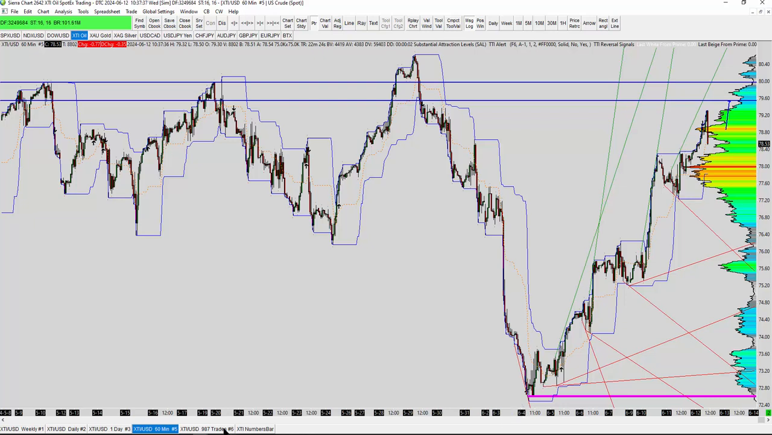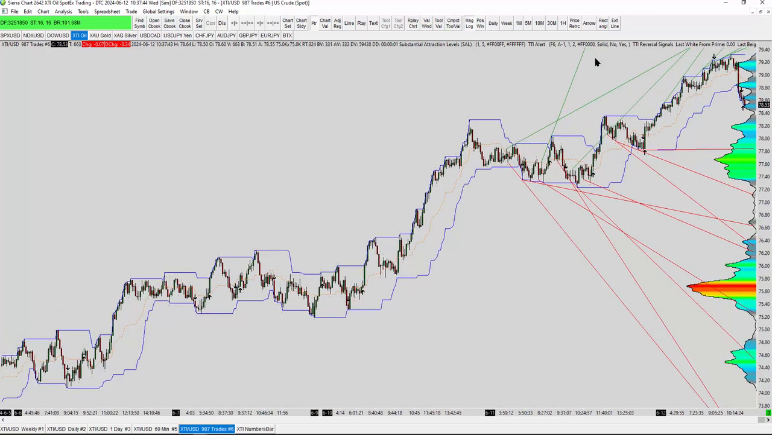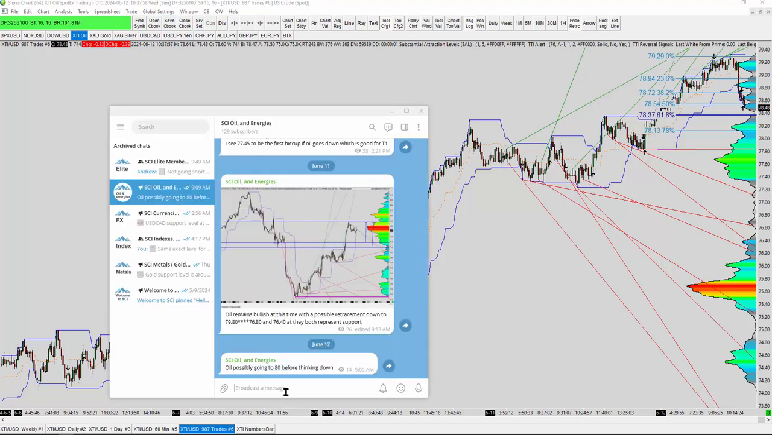So since I'm looking for a long, I'll be looking for a good level of support to grab that long. And one of the good levels is 78.37. Even for my members, I would say oil support at 78.37 area, give or take, all right?